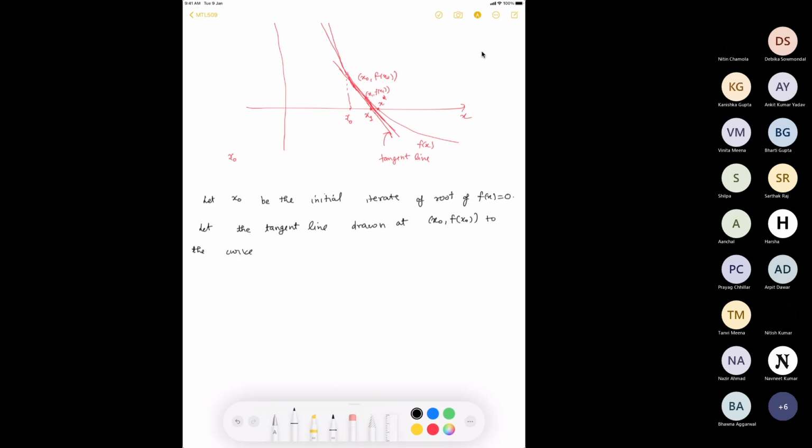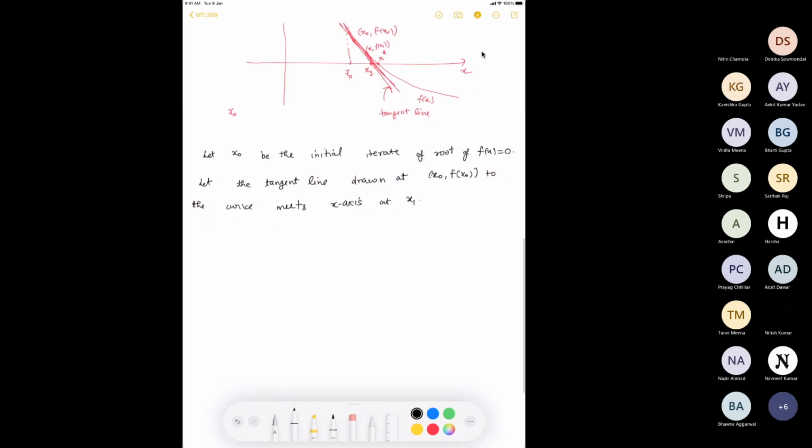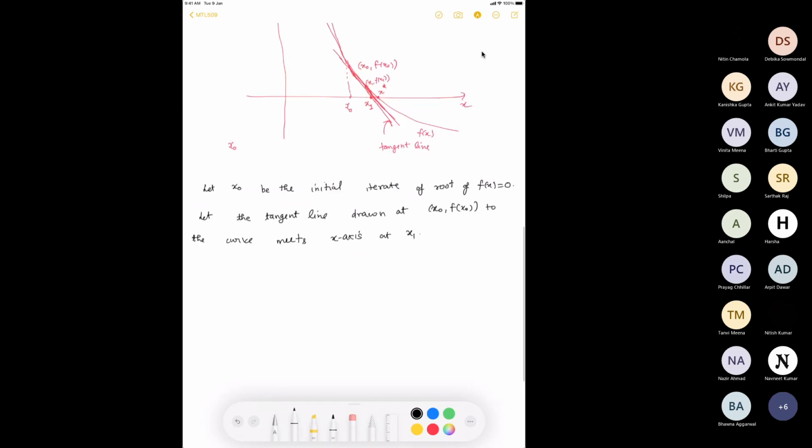And let's say it meets the x-axis at x1, right? So this is my approximation of the x star. So what is going to be the exact form of the x1? Basically, you can see what is the equation of this tangent line.